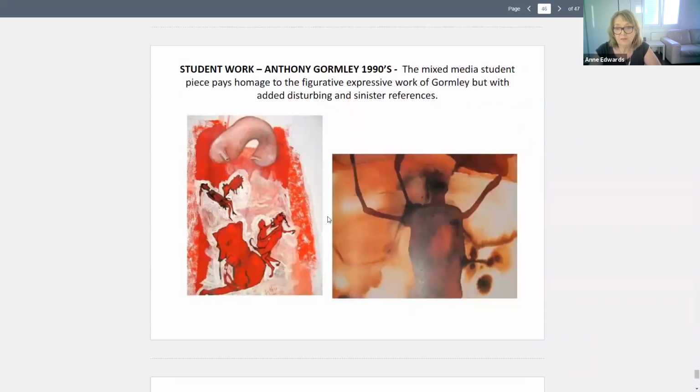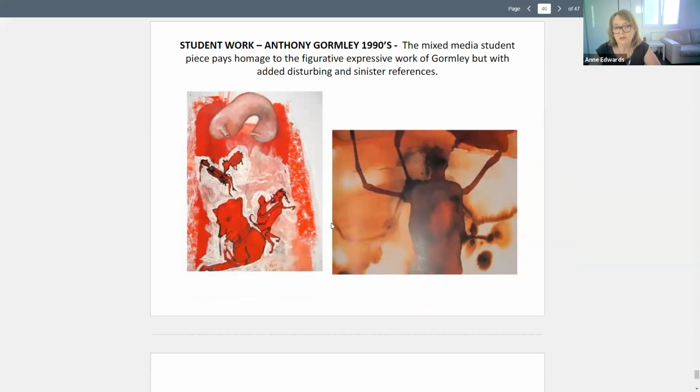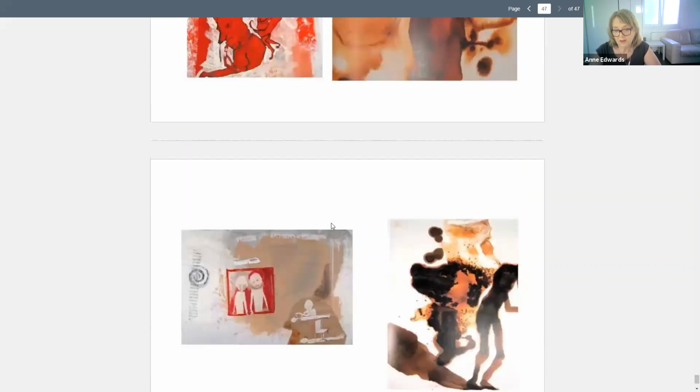Anthony Gormley again, mixed media, and this student here has used mixed media and again included a figurative element in a very different way, more disturbing and sinister perhaps. Similarly with this one.